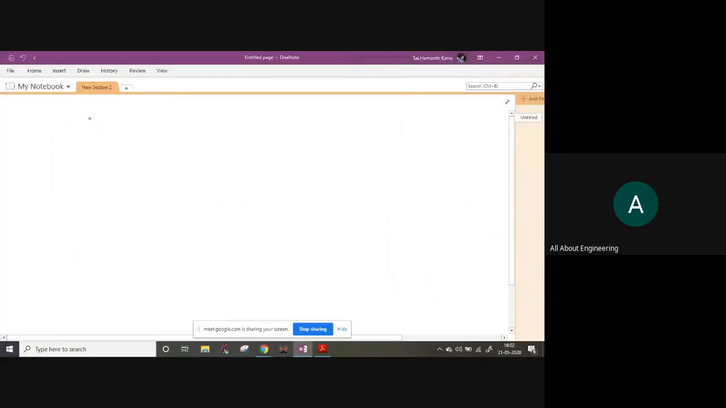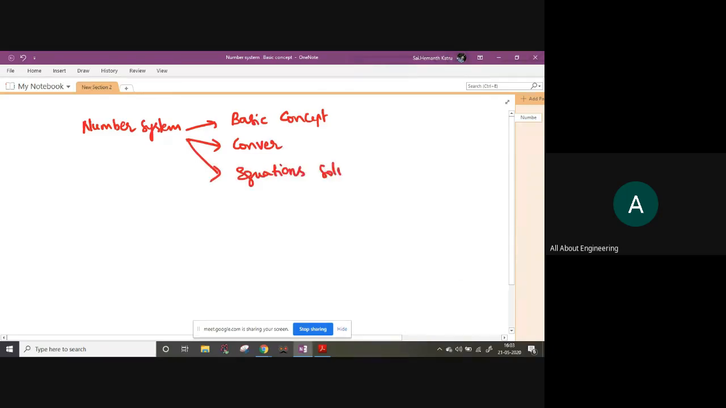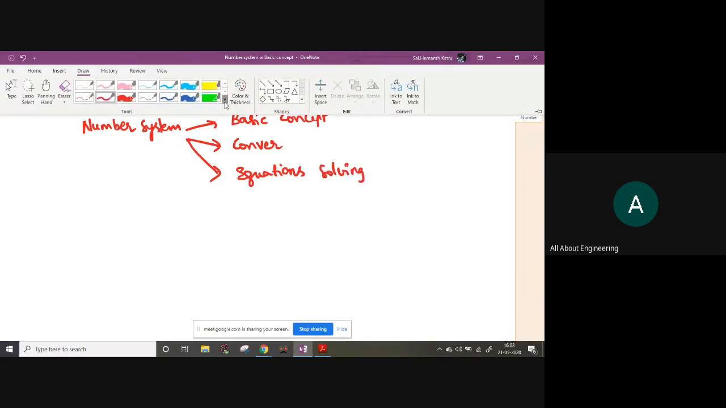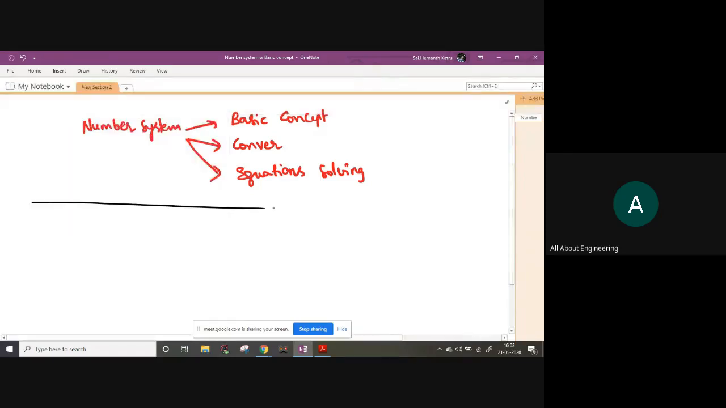So we have discussed so far about the number system, and in this number system we have covered topics like the basic concepts and conversions, the important things, and the other thing, equation solving. So now we are going to enter into one more important topic. We are done with the first topic, so we are going into the next chapter, that is Boolean algebra.